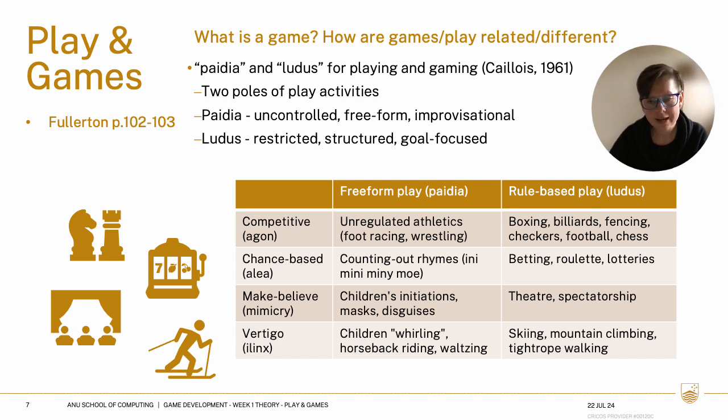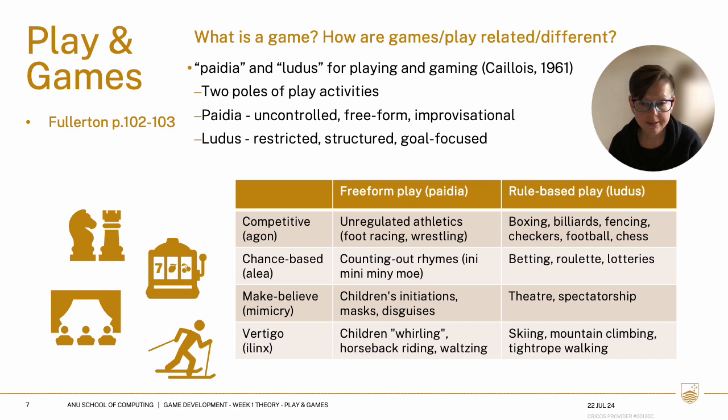So what is a game and how are games and play related and different? Caillois actually defined a continuum from 2 poles of play activities, from paidia to ludus, for playing and gaming. Paidia is uncontrolled, freeform, and improvisational. This is open play. Whereas ludus is restricted, structured, and goal-focused. This is gaming. So we can actually look at Caillois's definitions, again, the 4 categories of play, but with respect to paidia, freeform play, and ludus, rule-based play.